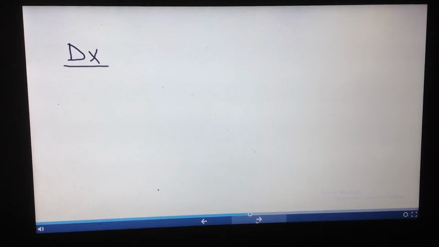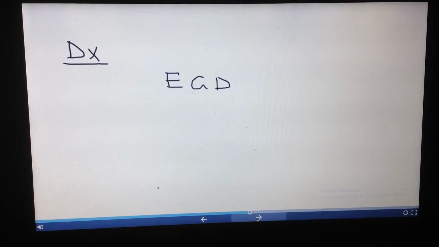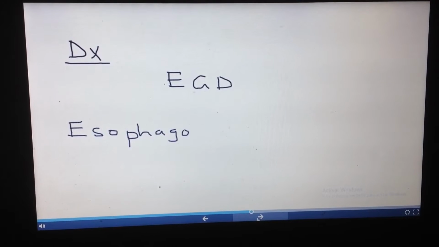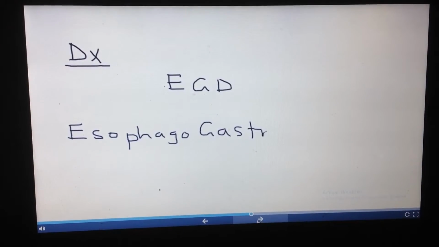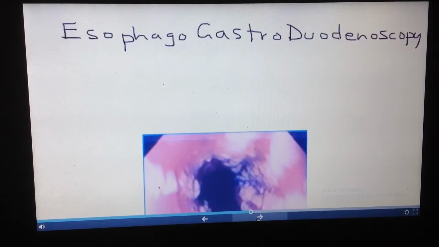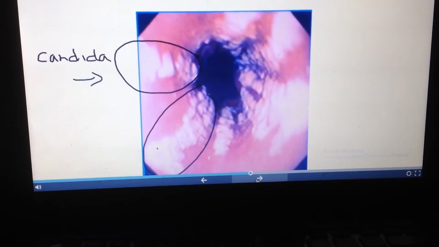In terms of diagnosis, the best way to visualize esophagitis is by doing an EGD, which stands for esophagogastroduodenoscopy. And I have a picture that I'd like to show you, and here it is, a snapshot of a patient that has Candida esophagitis. This is what was seen when an EGD was done. These white areas, of course, are the Candida, and as you can see, it's pretty characteristic.